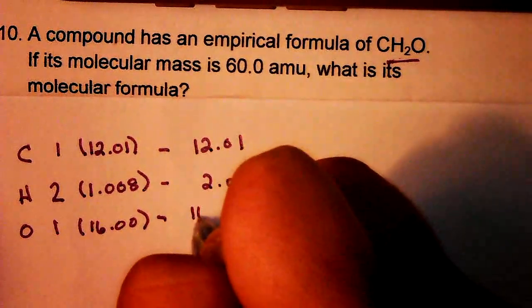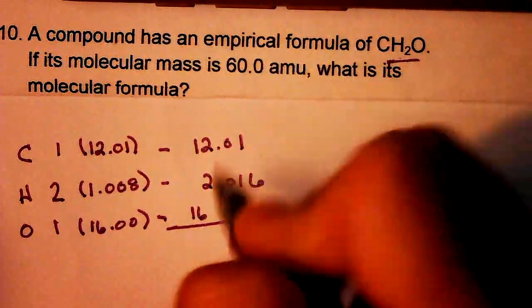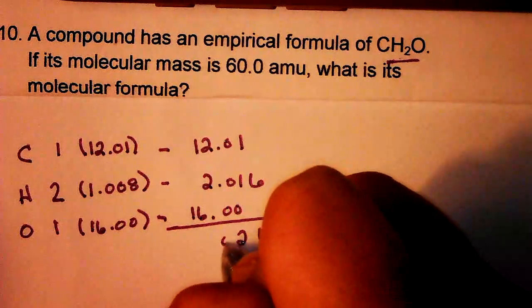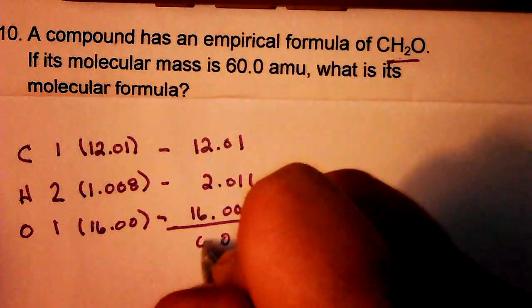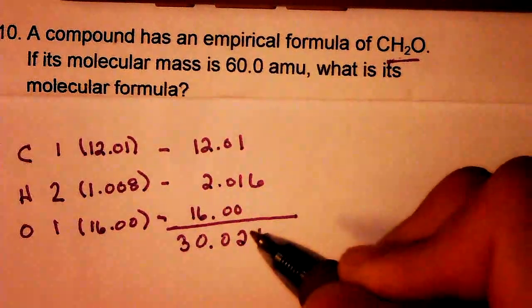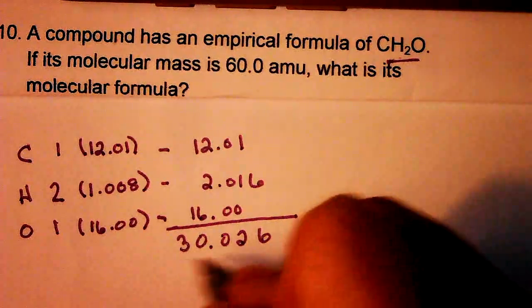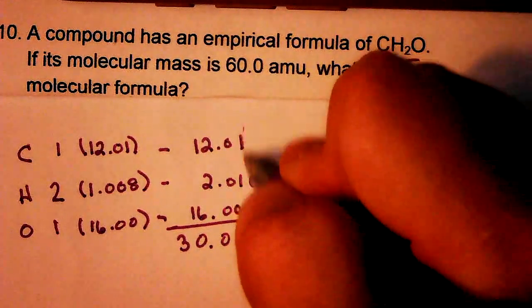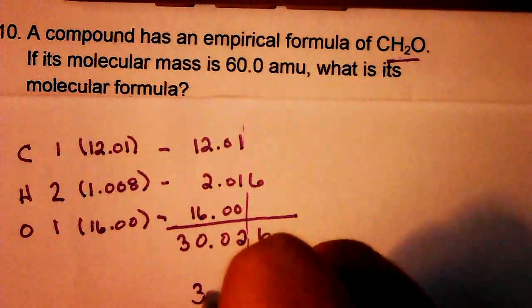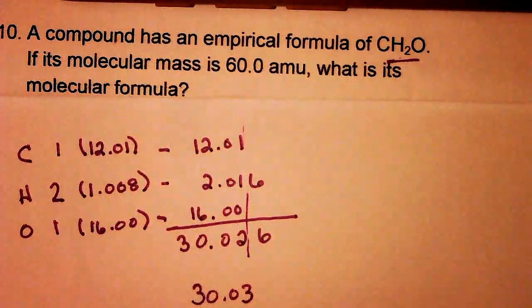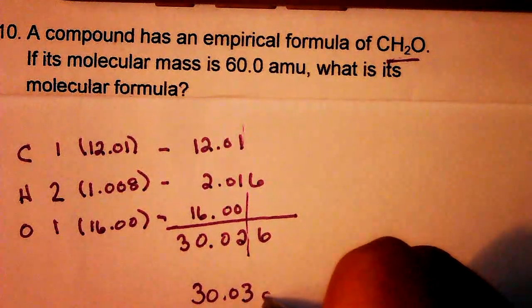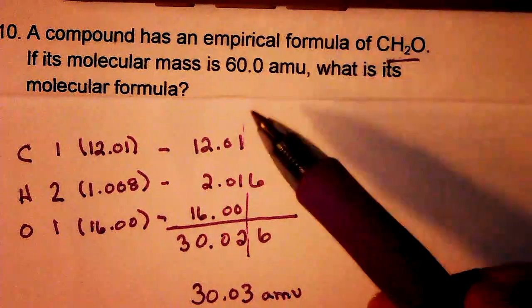2.016 and then 16. All right, and if we add this up, we are going to get 30.03. Startlingly close to 30.0, isn't it? And actually, for sig figs, we would be at 30.03. Now we look at this and say, all right, I've got 30.03 atomic mass units, and this is 60.